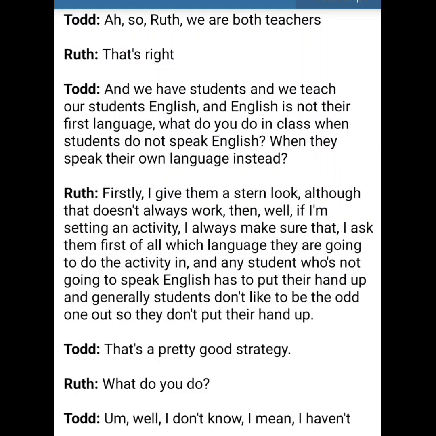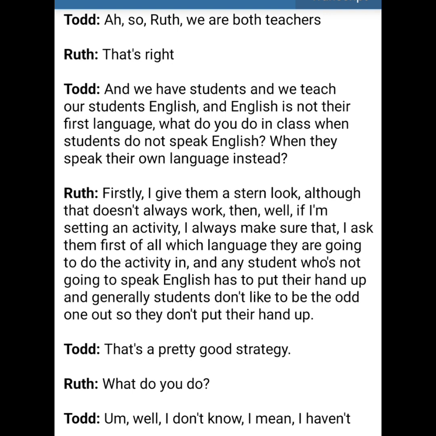So, Ruth, we are both teachers. That's right. And we have students, and we teach our students English. Yes. And English is not their first language. Mm-hmm. What do you do in class when students do not speak English, when they speak their own language instead?